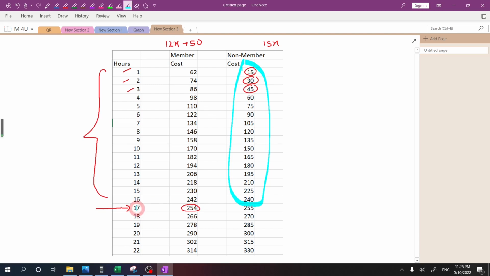When you want to rent for 17 hours, you will notice that non-member you will need to pay more, 255. Member only need to pay 254. But we don't have time to calculate every single one like this. We need to use inequality knowledge to help us to solve this question.